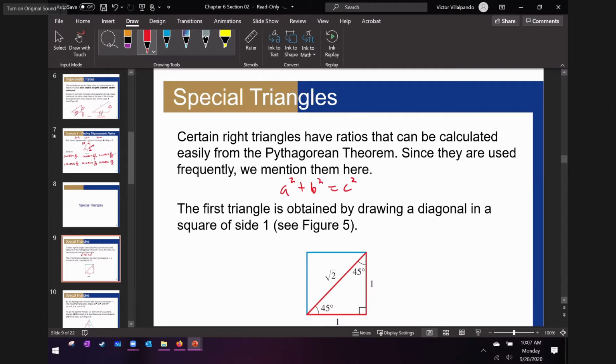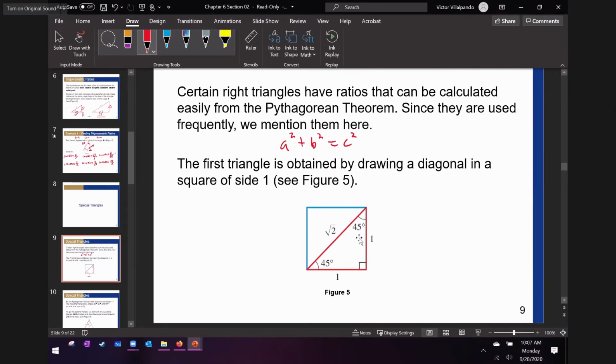Since they are used frequently, we mention them here. So the first triangle is obtained by drawing a diagonal in a square of side 1. So this is the first special triangle. I'm sure you've heard of those special triangles: 45, 45, 90. I'm not too sure if that rings a bell. It rings a bell from my geometry class in high school, when a teacher would say special right triangles, 45, 45, 90. That's one of the special right triangles. What they mean is a triangle that has 45 degrees, 45 degrees, and then 90 degrees. So 45 plus 45 is 90, and 90 plus 90 is 180.